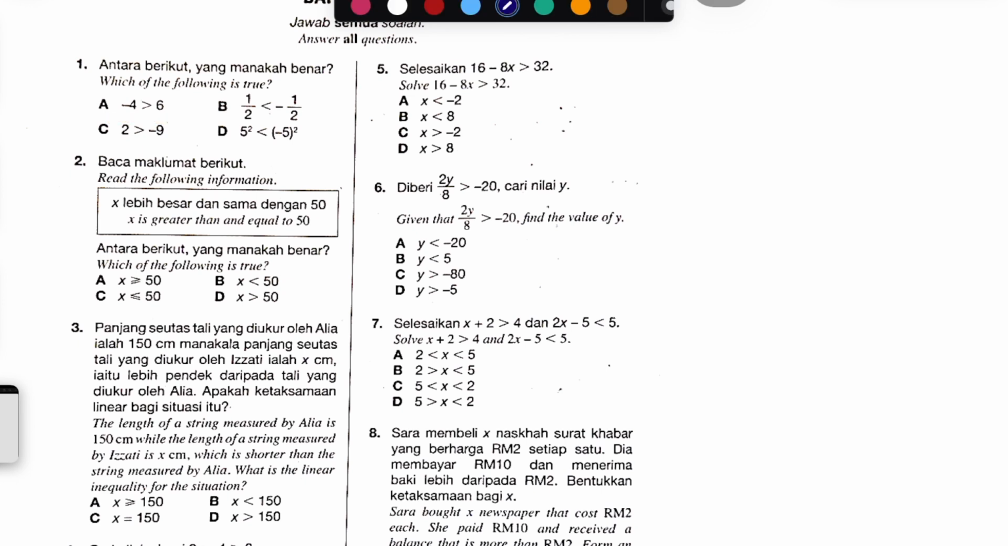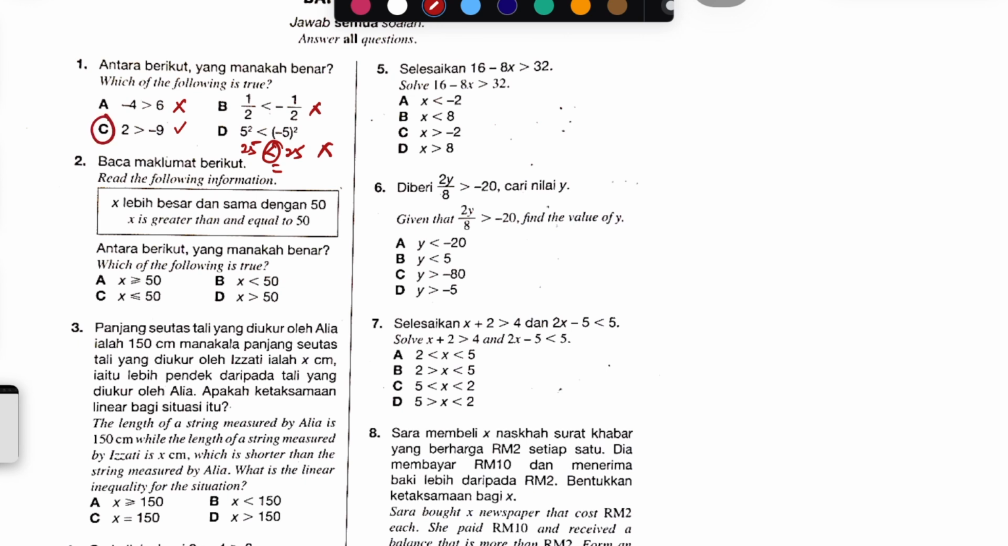Definitely wrong, right? A negative number, how can it be greater than a positive number? Look at B. This one also, a positive less than a negative number, also wrong. C, 2 is greater than negative 9. Yes, correct. 5 to the power of 2 is 25, so this is less than negative 5 to the power of 2, also 25. So this one is supposed to be equal, so this is wrong also. So the correct answer for question number 1 is C.